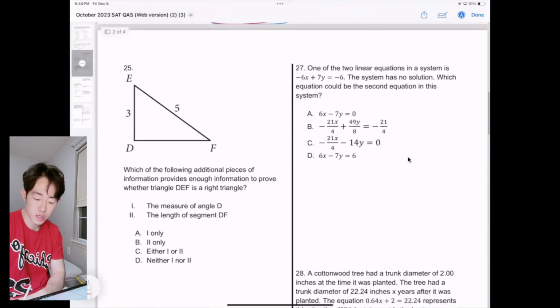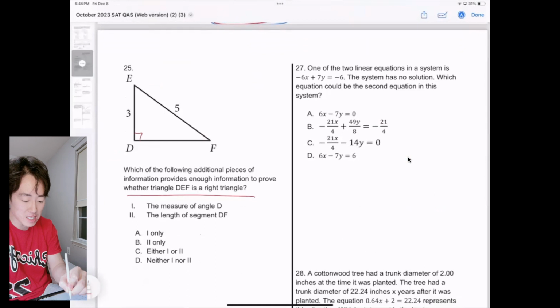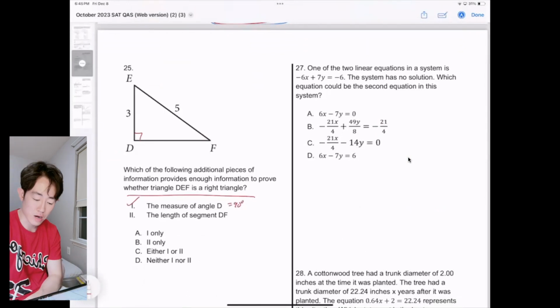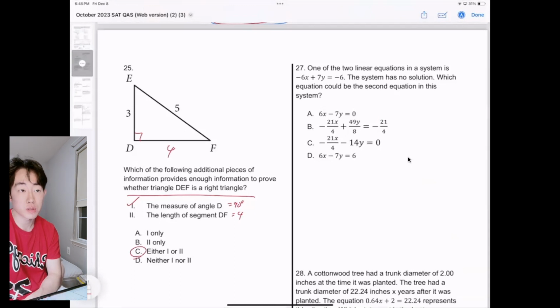All right, geometry question. Which of the following additional piece of information provides enough information to prove whether that is a right triangle? All right, so if I have a measure of D as 90, sure, that will prove it's a right triangle. The length of segment DF, sure, if that was a 4, because then it would be a Pythagorean triple. So it's either 1 or 2. That will be enough whether DEF is a right triangle. You could have one or the other.